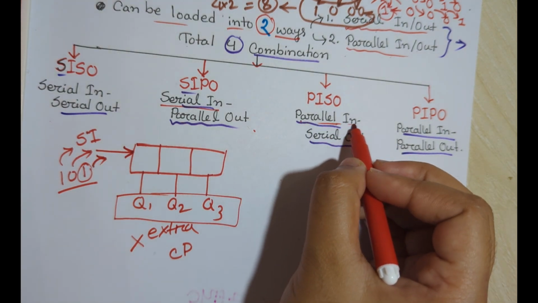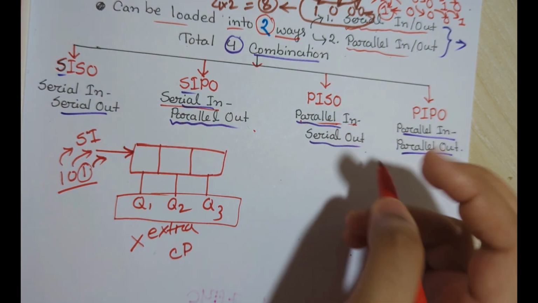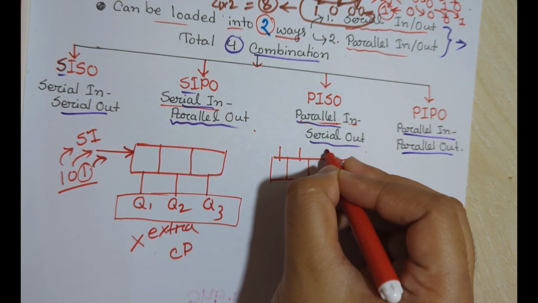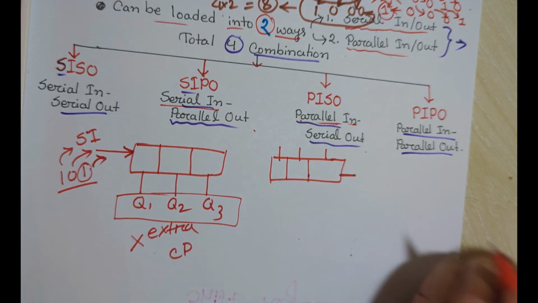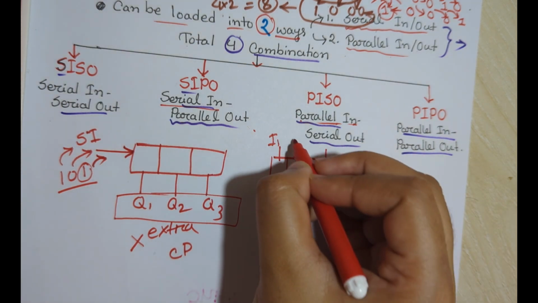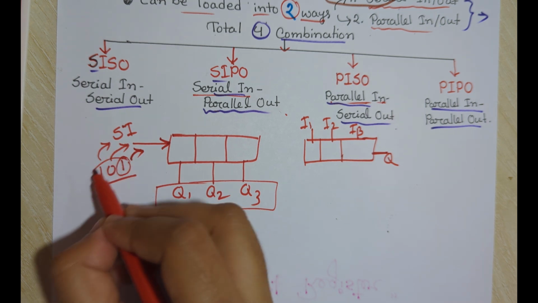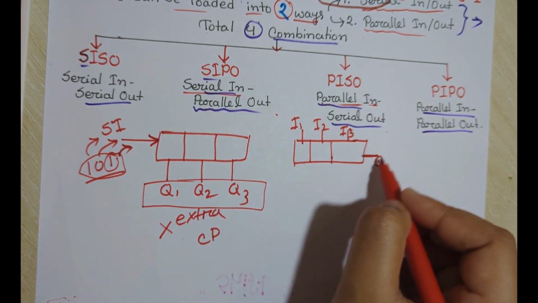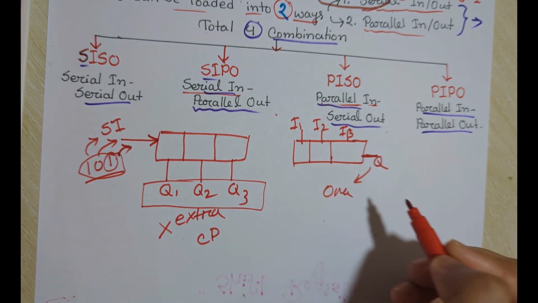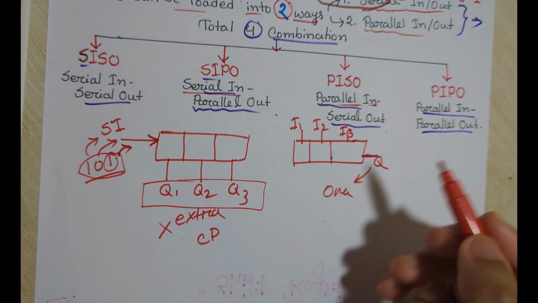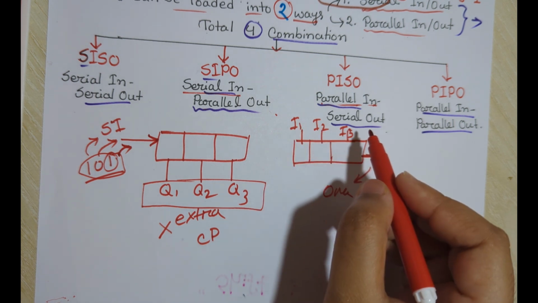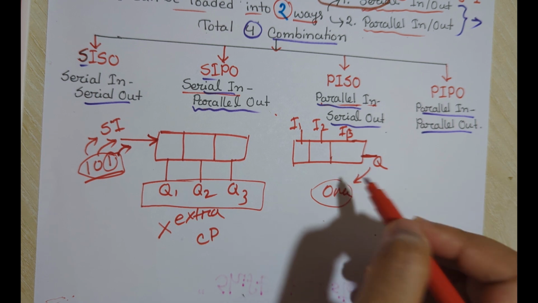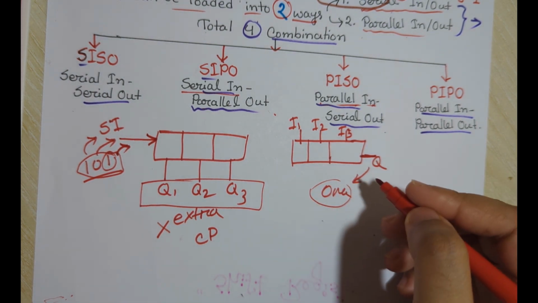And now let's see the parallel input and serial output. Means here the input is parallel and the output will be serial output, means one line. Suppose here is also a 3-bit register, and we will get only one single output, which is Q, and these are I1, I2, I3. Means this binary information will be given as input at a time, but we will get only one single output at a time. After 1 clock pulse we can give all the inputs, but after the first clock pulse we'll get only one single output, so here we need extra clock pulses to get all the outputs.